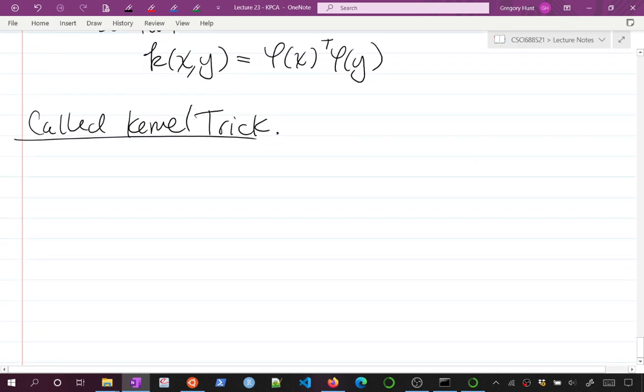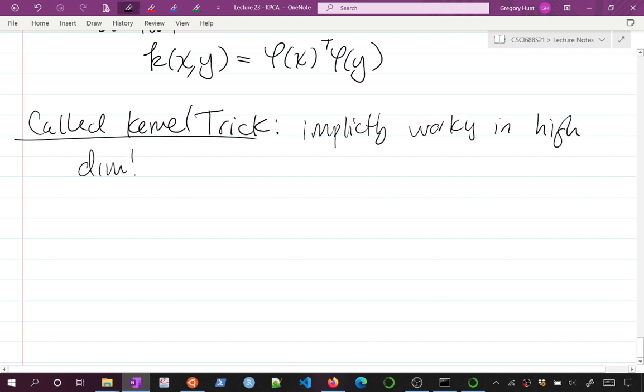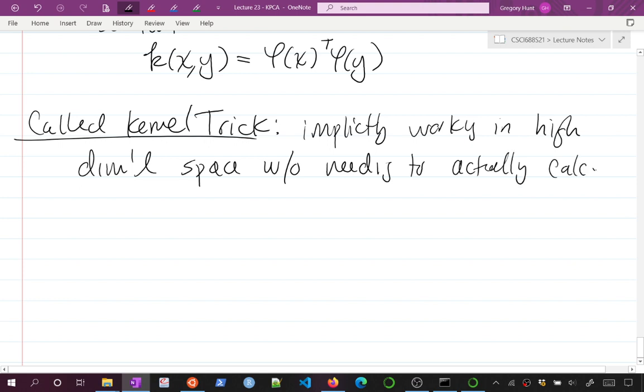And so what we're basically doing is implicitly working in a high dimensional space without needing to actually calculate the embedding into the space. And it's a much cheaper way to go about this. So basically, people don't tend to actually talk about the embedding functions much. What they basically talk about is the kernel that we use.